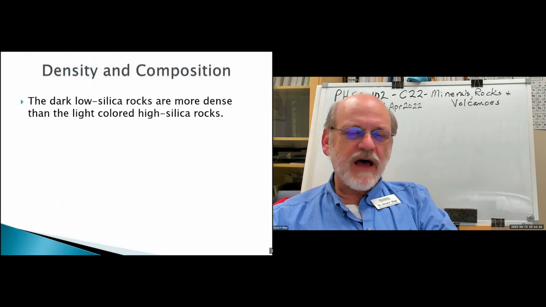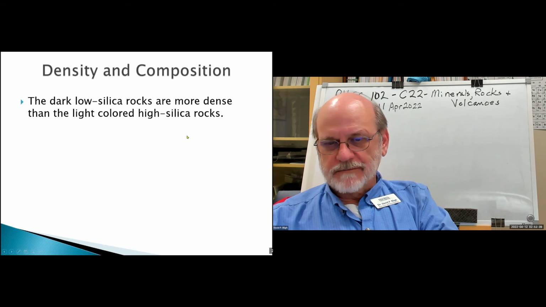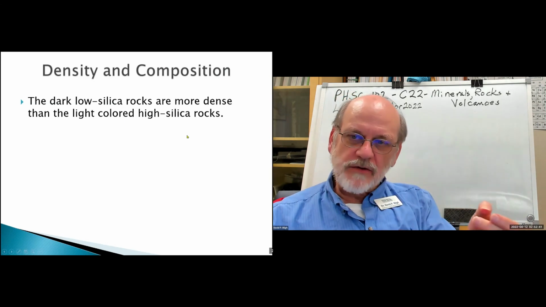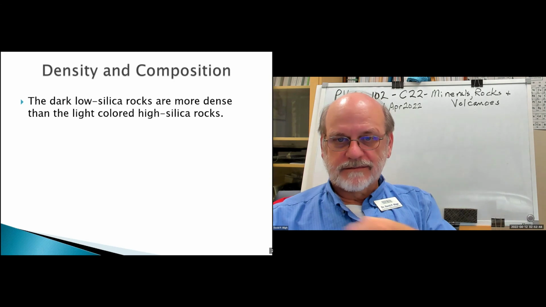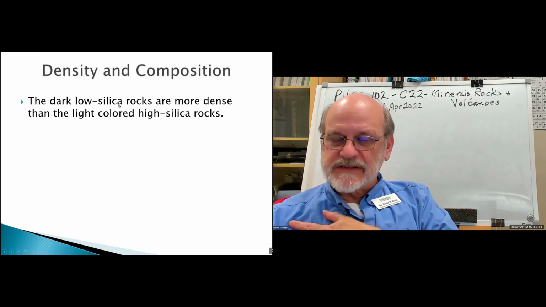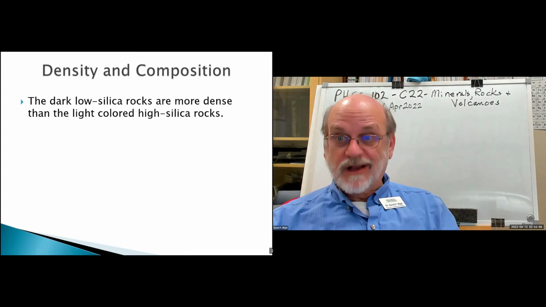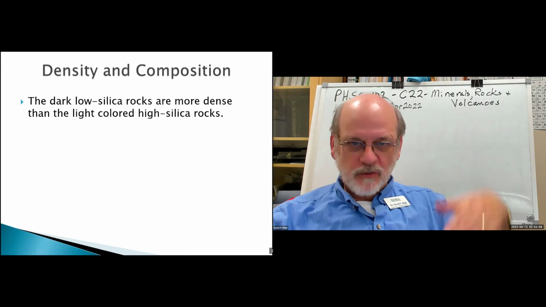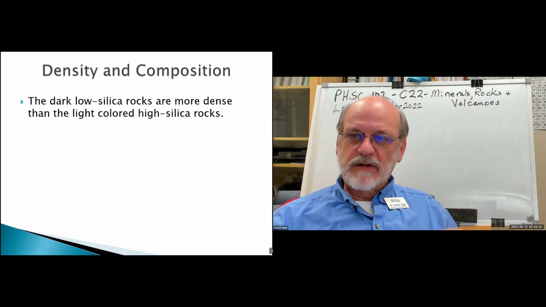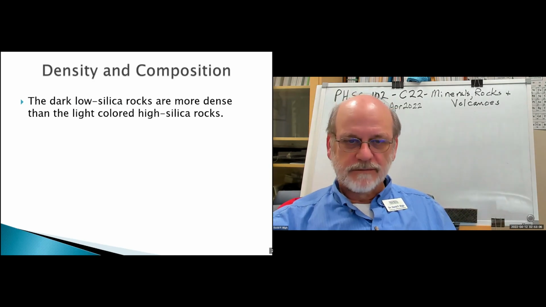All right, what about density and composition? The low silica rocks are more dense than the light colored silica rocks, which means basalt is denser than granite. Right? Granite's a high silica, basalt is a low silica, which makes it more dense. Now, these are relative terms, right? They're still a lot denser than water, but relative to one another, granite's lighter, basalt is heavier.